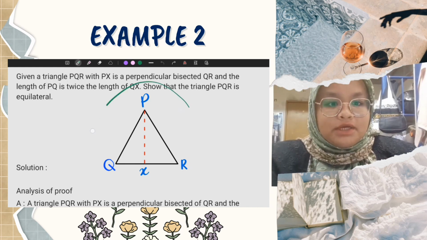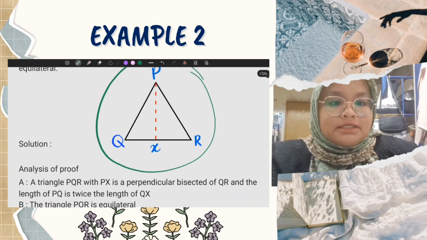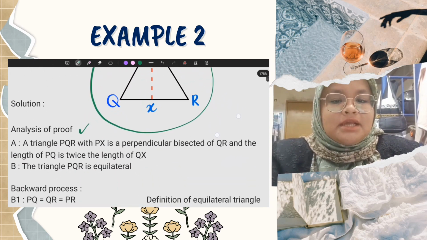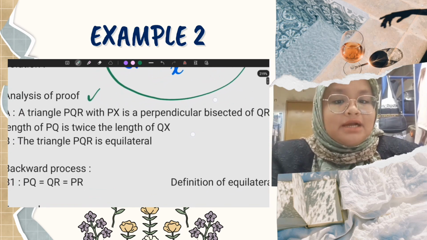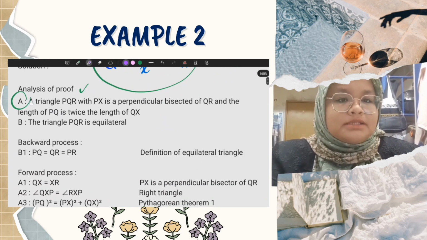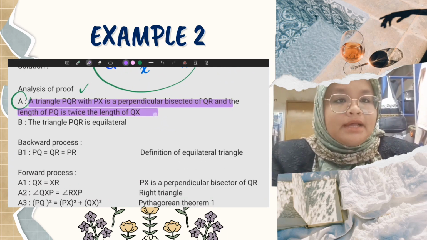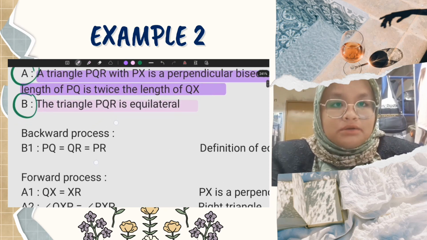To understand more about the question, you must draw the triangle PQR to identify the analysis of proof, which is you must find the hypothesis and also the conclusion. So in this kind of question, A, the one that I highlighted with the purple one, is the hypothesis, and B, the one that I highlighted with the pink one, is the conclusion.